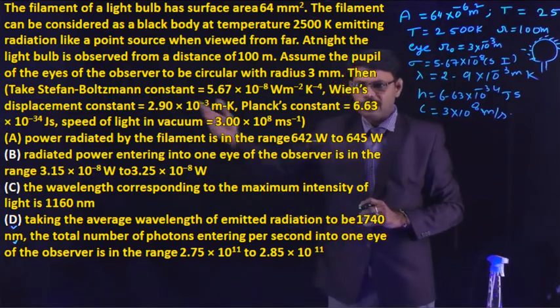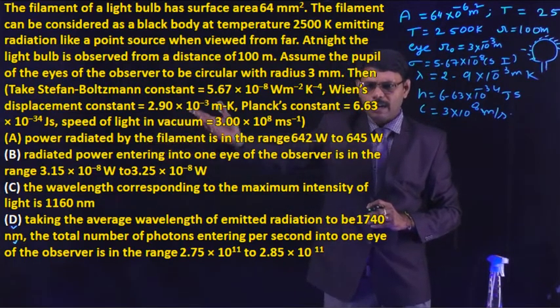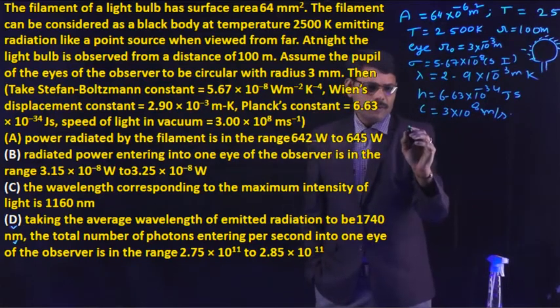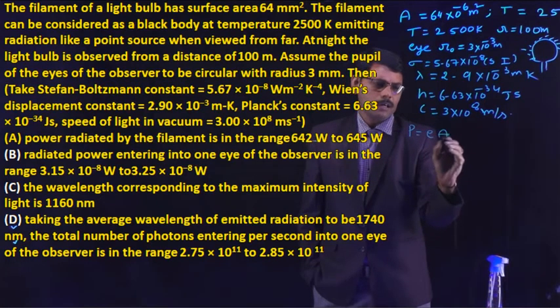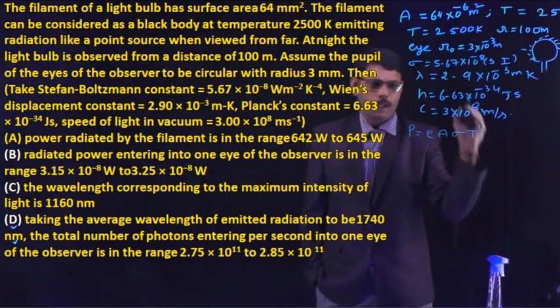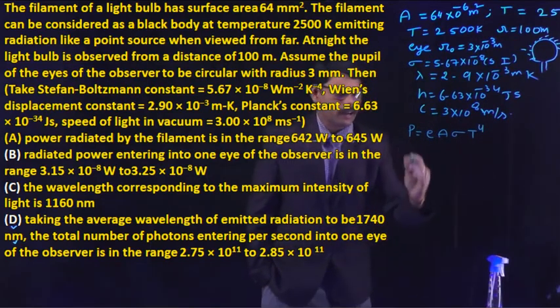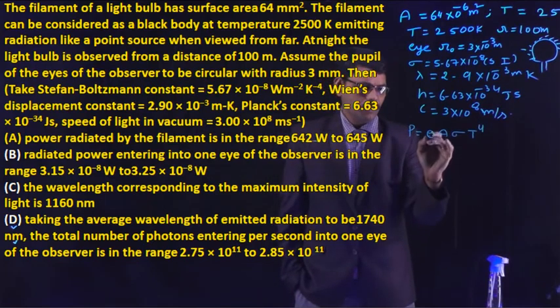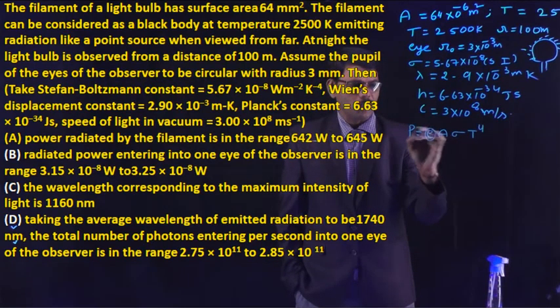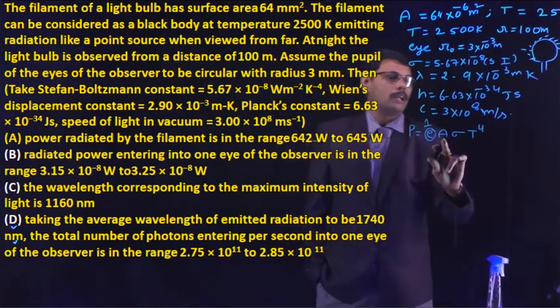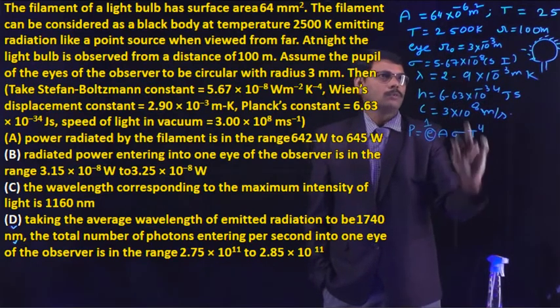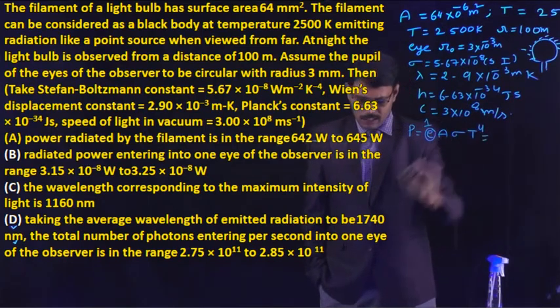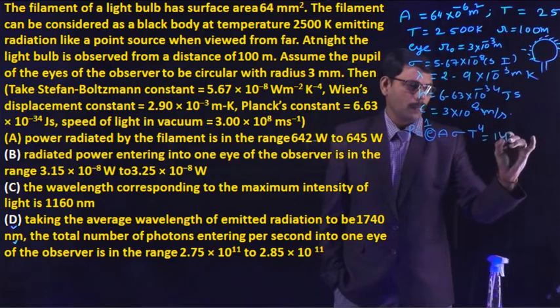When you come to the first option, we have to calculate the power radiated. The power radiated by the bulb is E A sigma T power 4. This is Stefan's law. Use Stefan's law. The power radiated by the bulb is E A sigma T power 4, and it is also mentioned that it emits light like a black body, so emissivity is 1. Substituting the respective values, A value 64 into 10 power minus 6, sigma value and T value, and finding the answer, we get this is equal to 141.75 watt.